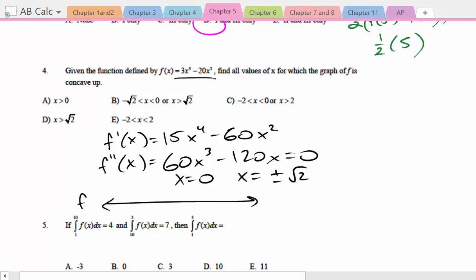I make a sign chart of the second derivative with those potential inflection points. And if I judge each zone, if I plug in values between 0 and root 2, for example 1, into the second derivative, I will get a negative number. If I plug in something bigger than root 2, for example just 2, I get a positive. And as we soon figure out, the positives occur in these zones, and that's what I want for concave up.